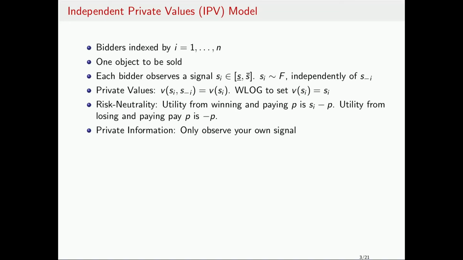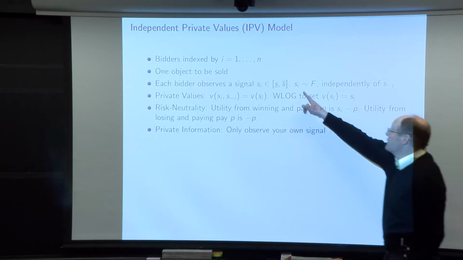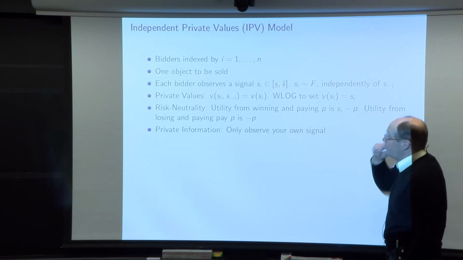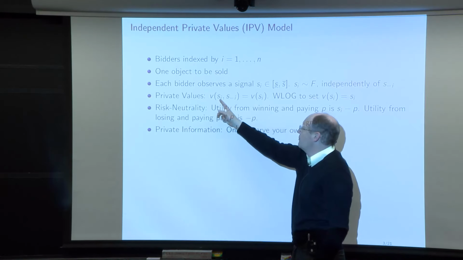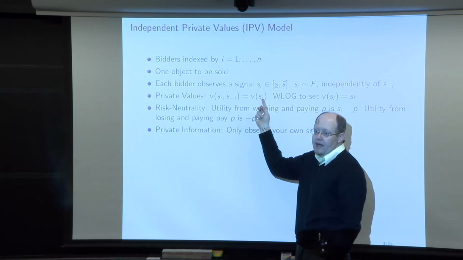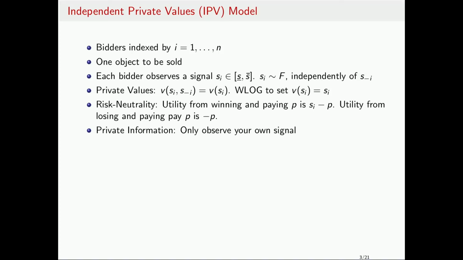You can think of this as people at a charity fundraiser auctioning off a bottle of wine, and whoever wins the auction is going to take the bottle of wine and drink it. Each bidder observes a signal, s_i, that relates to their value. We're going to assume that these signals are independent across bidders. The term private values means that I know what the good is worth to me. My value is a function only of my own signal, not of everybody else's signal. So I know I'm an expert in wine. I see the label. I just know how much I'm going to enjoy drinking that bottle of wine. So my value depends only on my own signal.